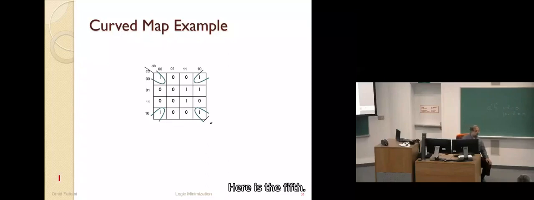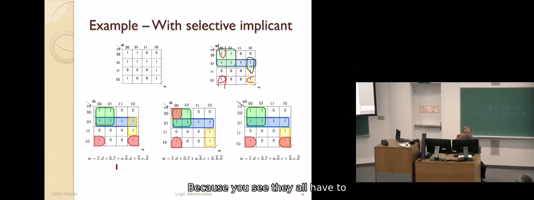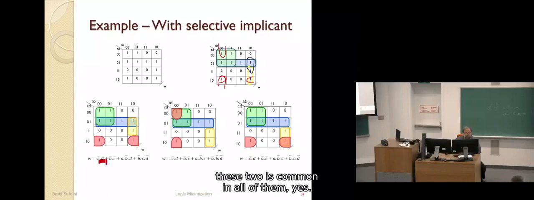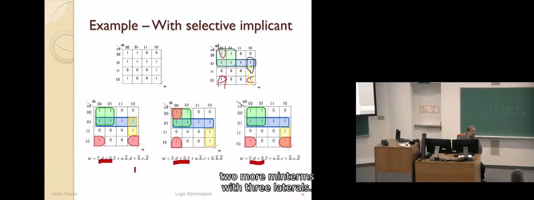I was just curious about that last example. Is there an optimized set that we can choose, or can we choose any? All of the three are the same. You see why they are the same? Because they all have two in common, and the rest, both of them have two more product terms, not min terms. So they are all the same.